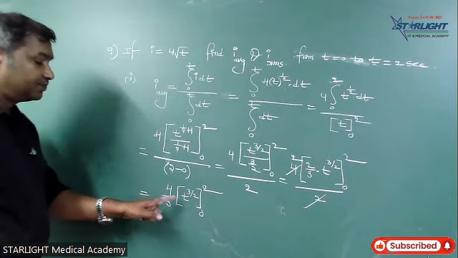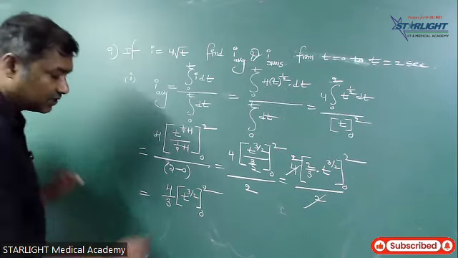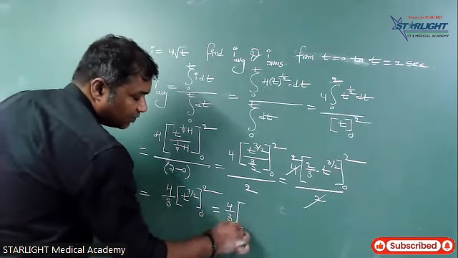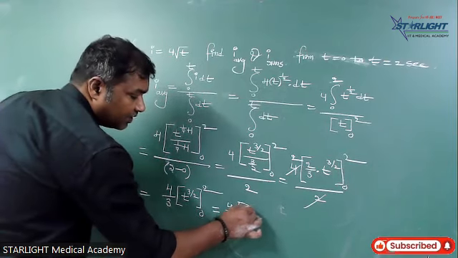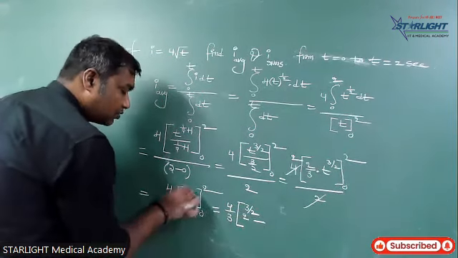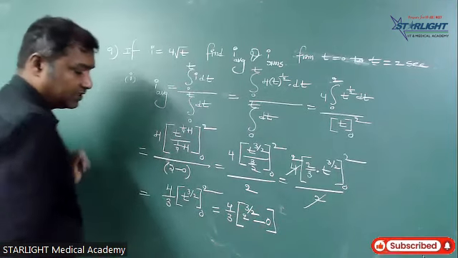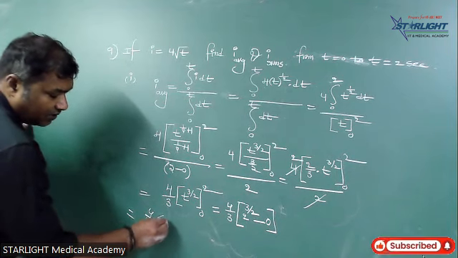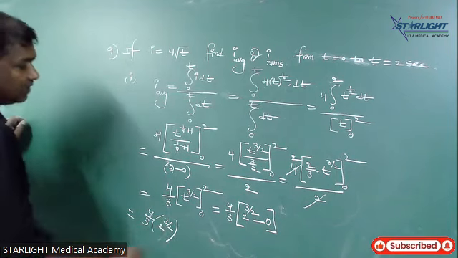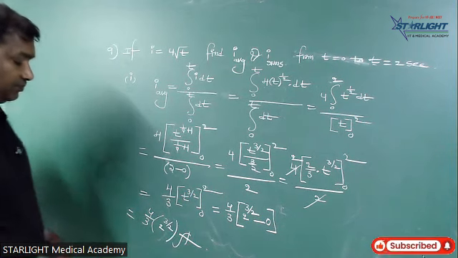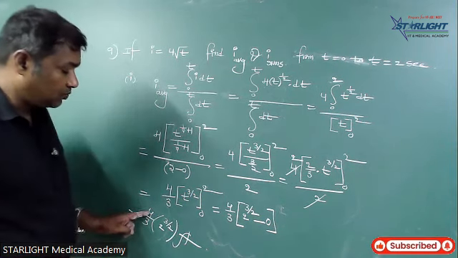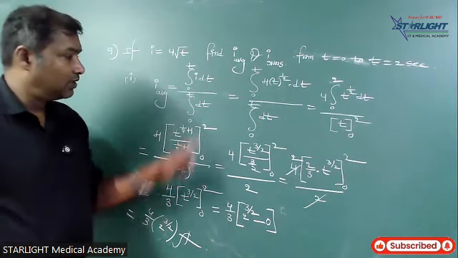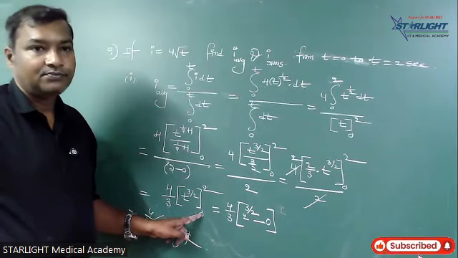Now substitute limits. 4 upon 3: upper limit is 2, 2 power 3 by 2, minus lower limit 0, 0 power something is 0. So this is the answer. Final answer is 4 by 3, 2 power 3 by 2 amperes. We can write this as 2 square and use a power m, a power n rules, and find it from here. Okay.